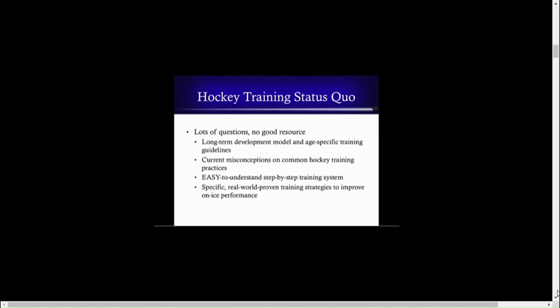There's nothing that describes the ideal long-term hockey development model and provides age-specific training guidelines. Nothing that outlines the current misconceptions driving common hockey training practices, like how to avoid downfalls of traditional off-ice warm-ups, why most players shouldn't be doing core exercises like sit-ups, leg throwdowns, and supermans, and how aerobic training can actually impair a player's performance. Nothing that presents an easily understood step-by-step training system, something with information that both someone new to off-ice training and someone that trains players for a living could pick up and start applying right away. There's nothing that outlines specific, real-world, proven training strategies to improve on-ice performance.